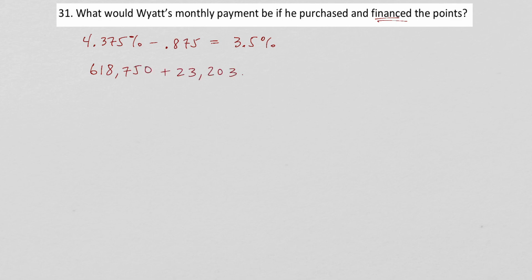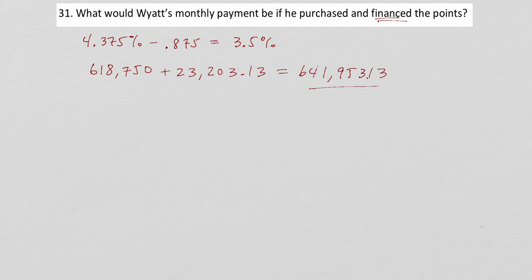Okay, so what would the payment be if we purchase and finance, meaning borrow the points? Well, our interest rate will go from 4.375% minus what we're dropping it down by. So our new interest rate will be 3.5%. The amount that we're borrowing will be our original $618,750 plus the cost of the points that we calculated in the previous problem. So now we're going to finance $641,953.13. This is our new loan amount.